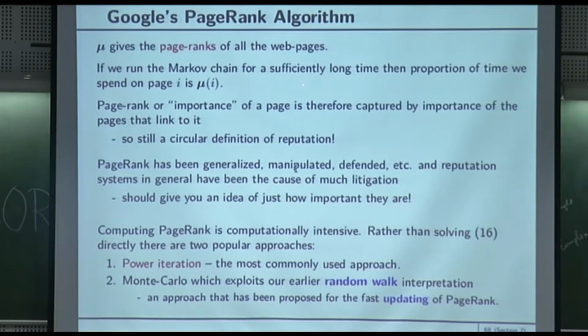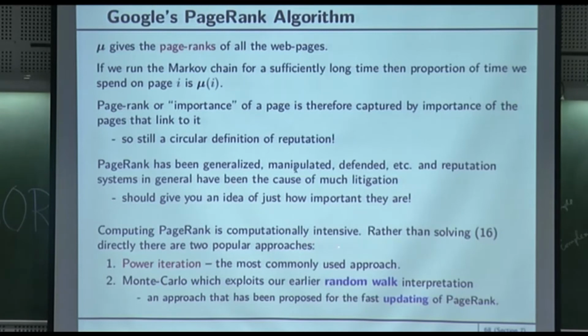If you run the Markov chain for a sufficiently long time, then the proportion of time we spend on page i is mu i. The page rank or importance of a page is therefore captured by the importance of the pages that link to it. It's still a circular definition of reputation. Page rank has been generalized, manipulated, defended. Reputation systems in general have been the cause of much litigation.